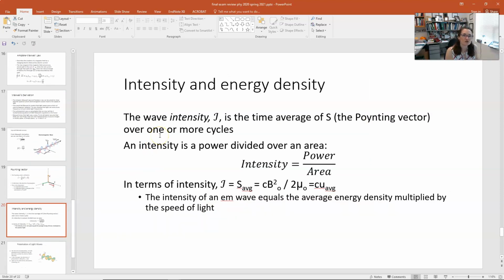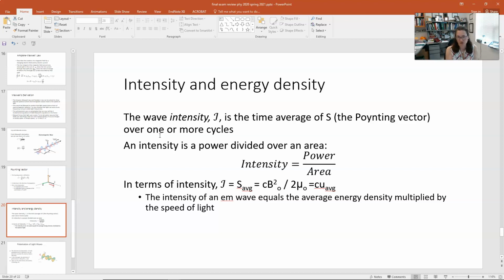So if you do the time average of the Poynting vector and average over one or more cycles, then what you'll get is the wave intensity, okay? So the wave intensity is the time average of the Poynting vector, all right? Remember, the definition of an intensity is a power divided by an area, okay? So intensity is power over area. So in terms of the intensity, I is equal to the average value of the Poynting vector, which is equal to c B naught squared over 2 mu naught.